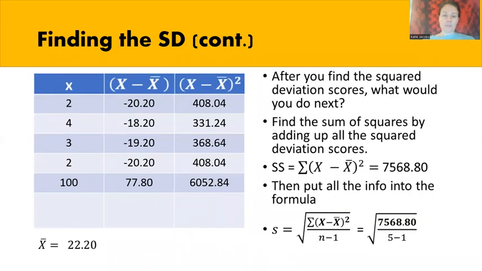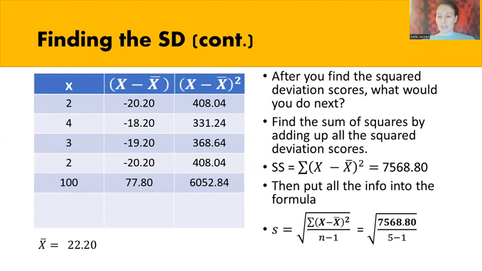All right, so after we square each of our deviation scores, what do we do next? We add up all of our squared deviation scores. You're correct, and that's called our sum of squares. We find our sum of squares by adding up all of the squared deviation scores, remembering that our symbol for sum of squares is SS. And when we do that here, we see that equals 7,568.80.